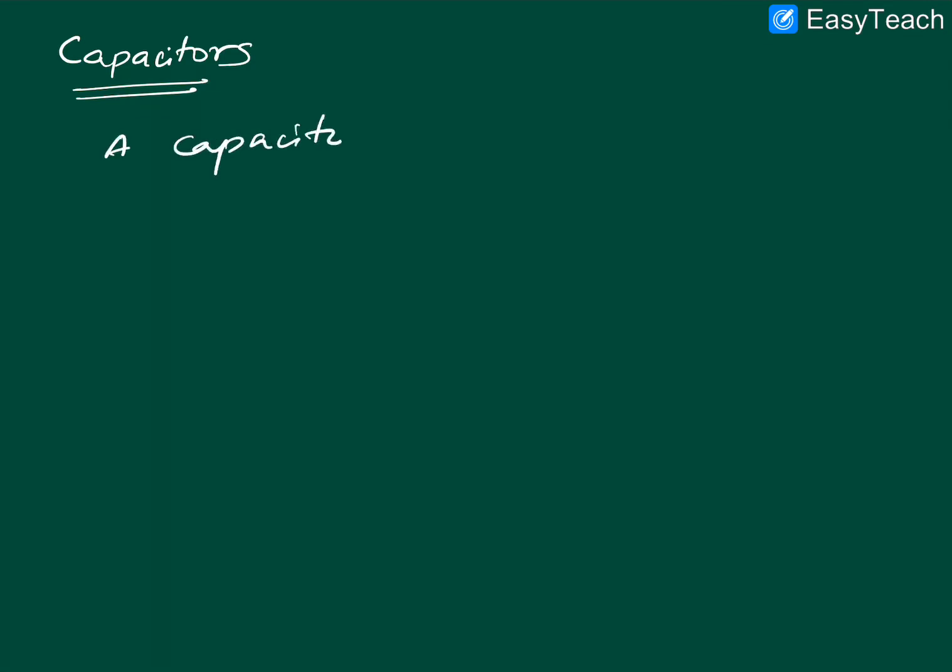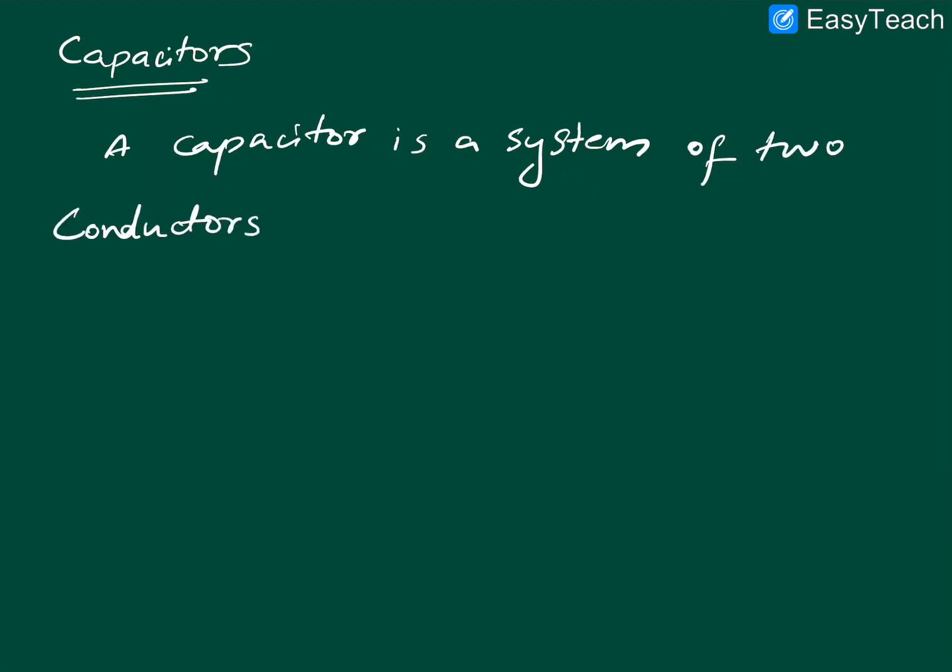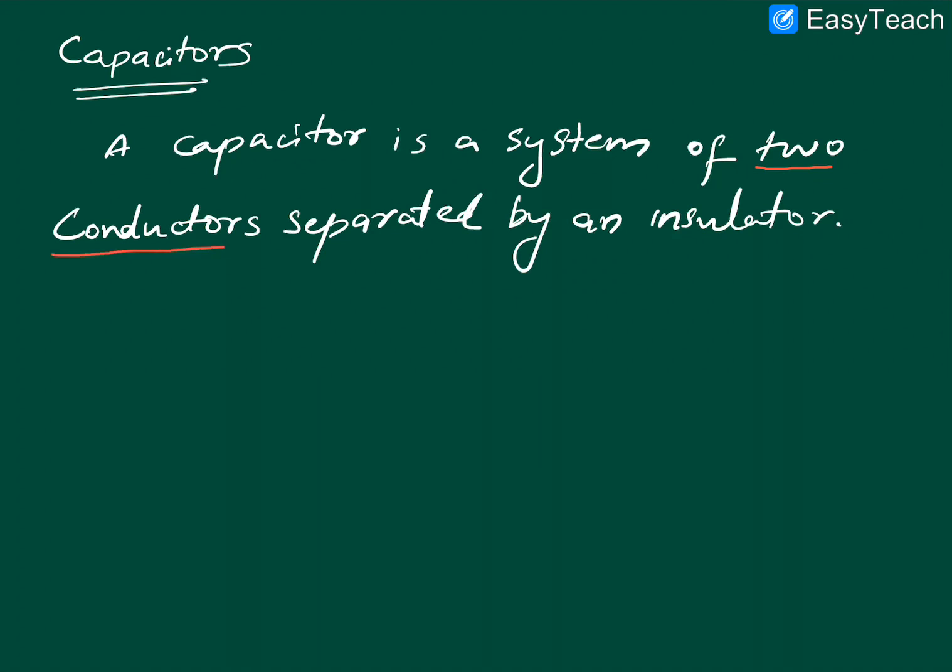A capacitor is a system of two conductors separated by an insulator. This is the definition for a capacitor. You can see it is nothing but a system of two conductors and they are separated by an insulator. Please keep in mind all these words.